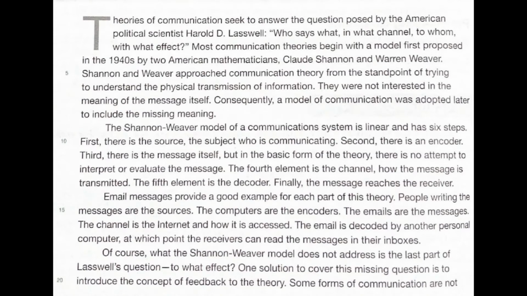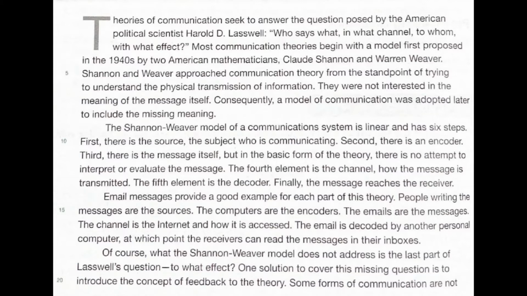Theories of communication seek to answer the question posed by the American political scientist Harold D. Lasswell. Who says what, in what channel, to whom, with what effect? Most communication theories begin with a model first proposed in the 1940s by two American mathematicians, Claude Shannon and Warren Weaver. Shannon and Weaver approached communication theory from the standpoint of trying to understand the physical transmission of information.